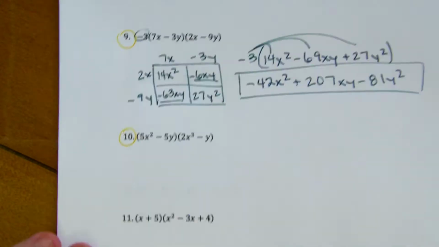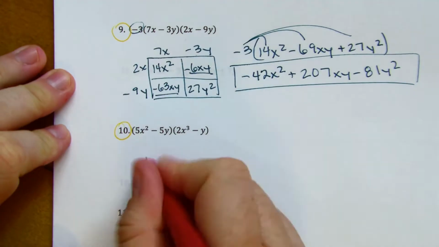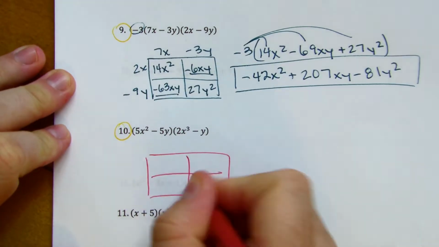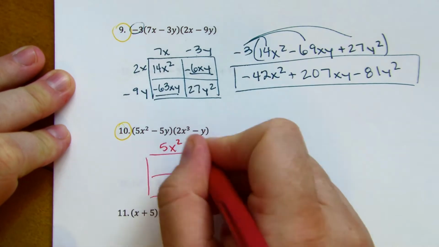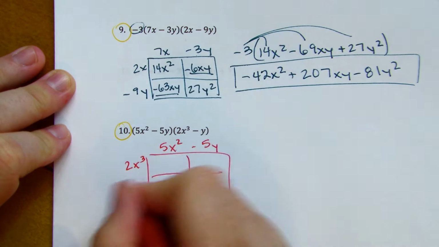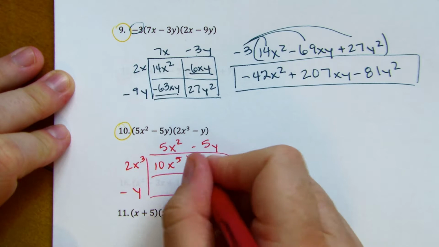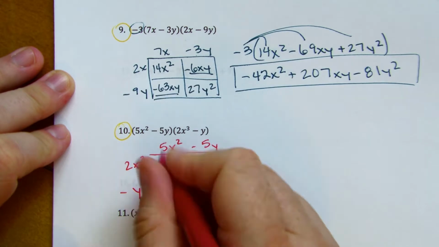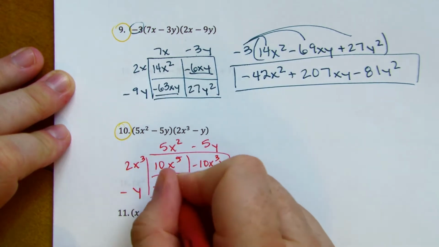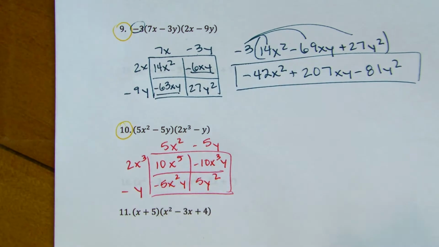So we can do the same thing with the next one. We can use the box method again. It's 2 terms and 2 terms, so I'll use a 2 by 2 box. I have 5x squared minus 5y, and 2x cubed minus y. That gives 10x to the 5th, and negative 10x cubed y, and negative 5x squared y, and 5y squared. And looking at this problem here, I don't actually have any like terms.